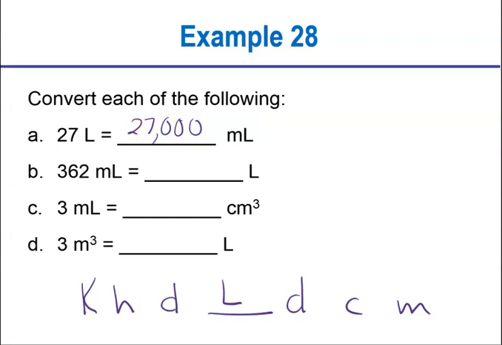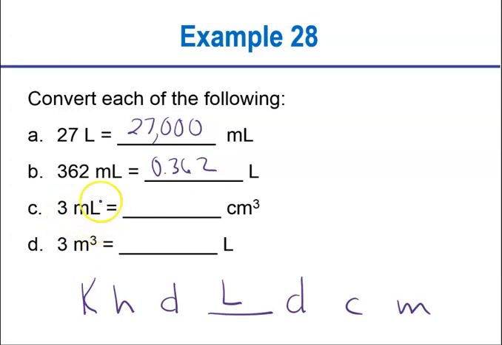Okay, so we have 362 milliliters. I'm starting at the far right. I'm moving to liters. That's 1, 2, 3 jumps to the left. So that's going to give me 0.362, or 362 thousandths liters.